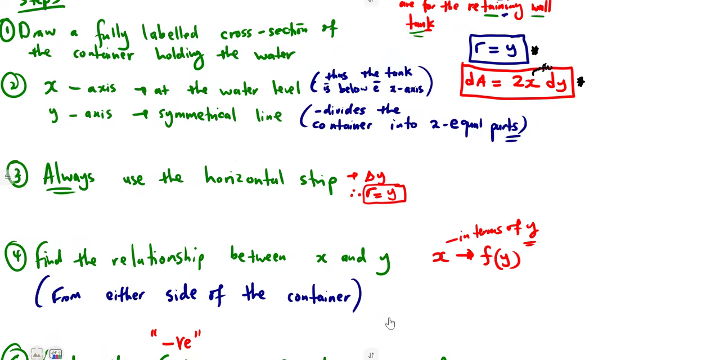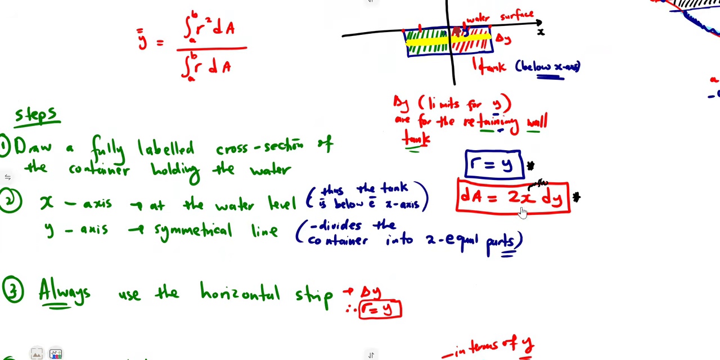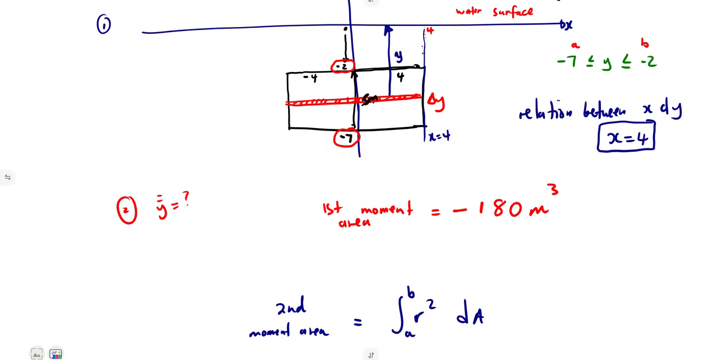Your R is equal to Y, and your dA is equal to 2x dy for the two sections that you're calculating, which are identical in their area. So this is something that is not going to change. R is equal to Y. Our dA is equal to what?